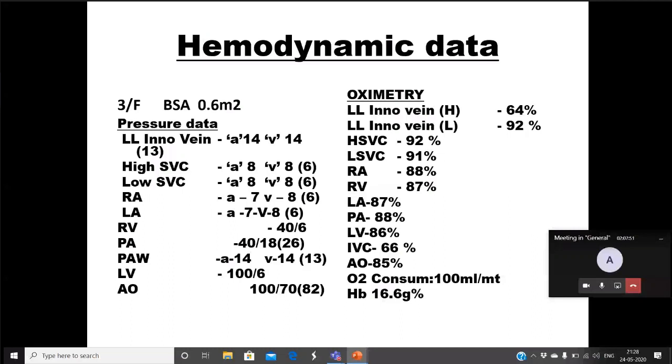Why is there a step down at the RA level? Yes. Here the whole quantity of oxygenated blood is flowing to the superior vena cava, and when it is mixed with inferior vena cava blood, there is a desaturation, a slight fall in the oxygen saturation. Dipti, can you tell me, the pulmonary artery oxygen saturation is more than the aortic saturation. Why is it so?